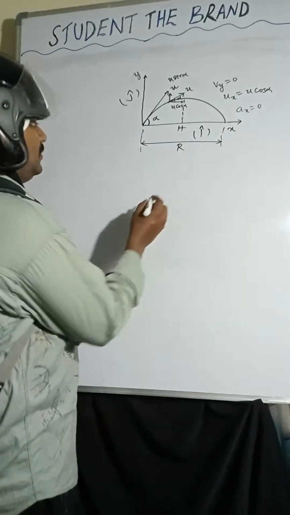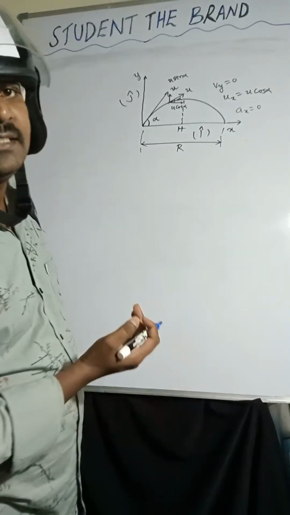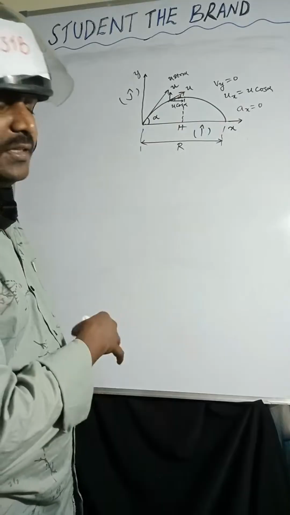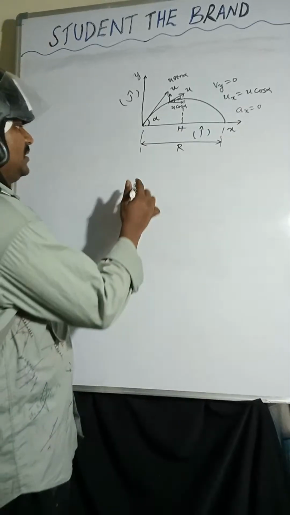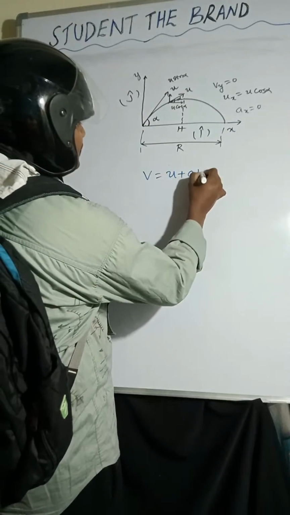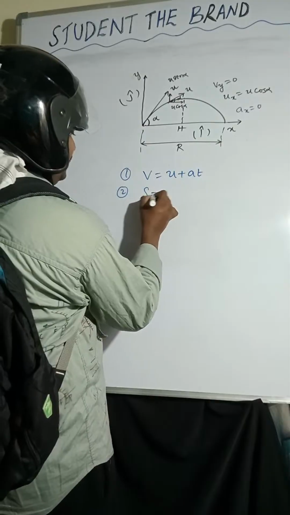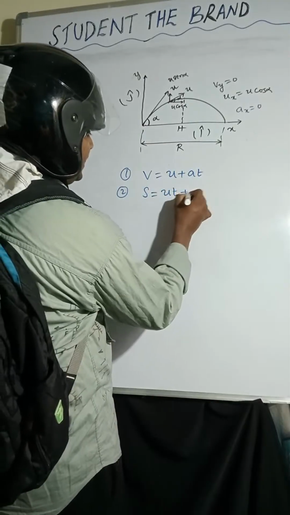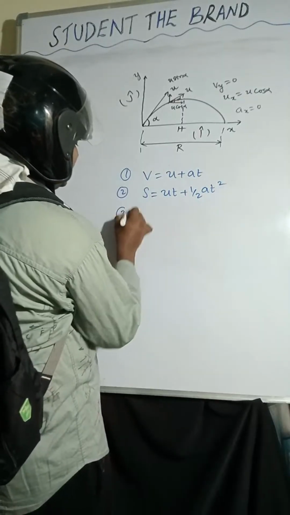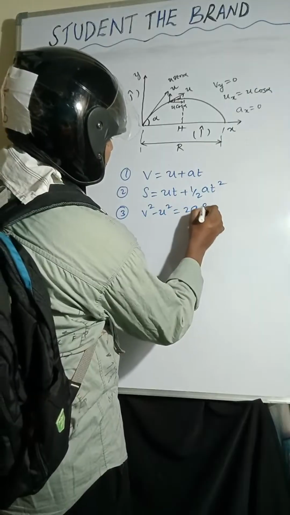Now we know the equations of motion. If the body moves with a constant acceleration, what are the equations of motion? The first equation is v equal to u plus at. The second equation is s equal to ut plus half at square. And the third one is v square minus u square equal to 2as.